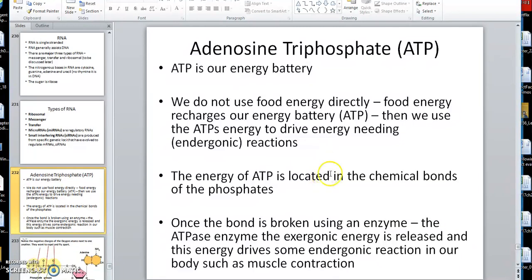The energy of ATP is located in its chemical bonds. Chemical bonds possess energy. Once the bond is broken using an enzyme, remember, we don't want to break the bond until we need it. In other words, if energy in a battery, let's say an Eveready battery, just spontaneously discharged, how can we use it? It would already be gone. So we have to have it in such a way that we want to discharge the battery when we want to. So an enzyme would come in and break the bond and release the energy when we need it. It's an exergonic reaction.